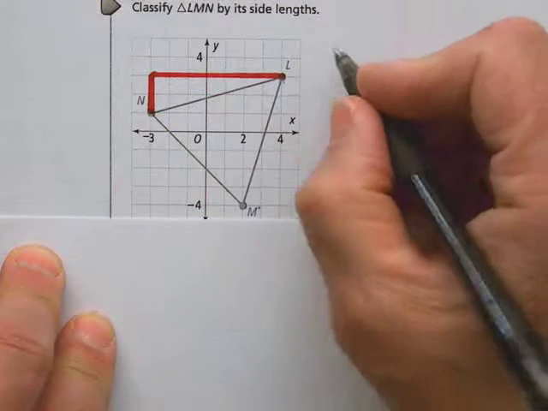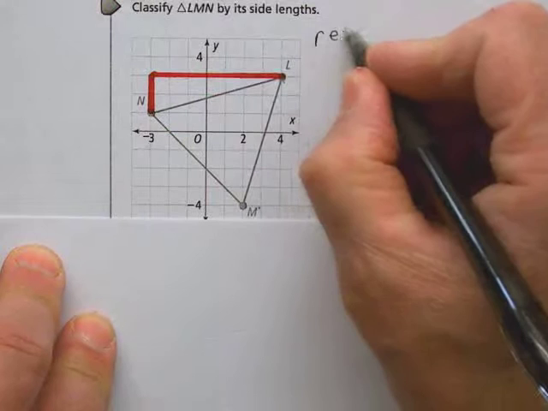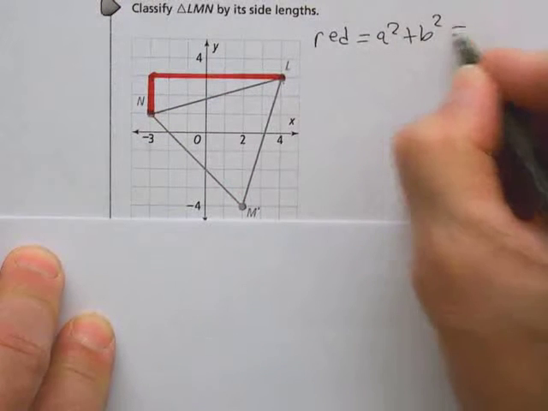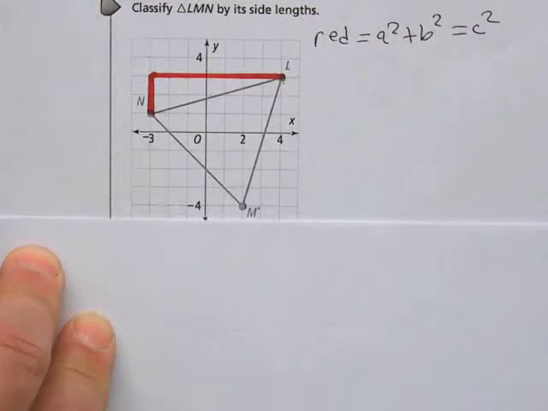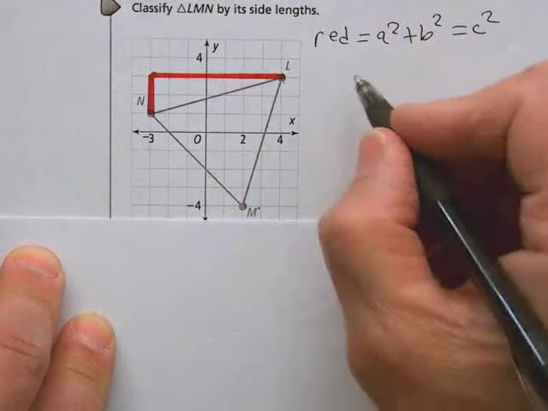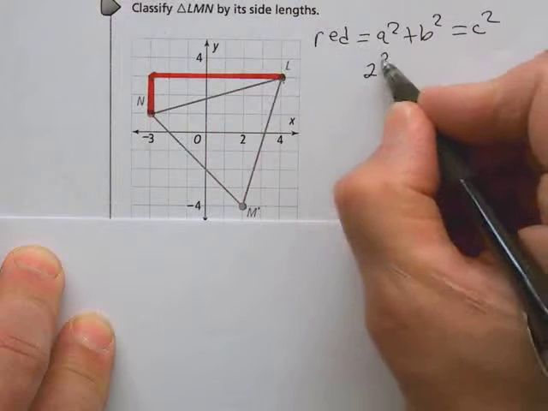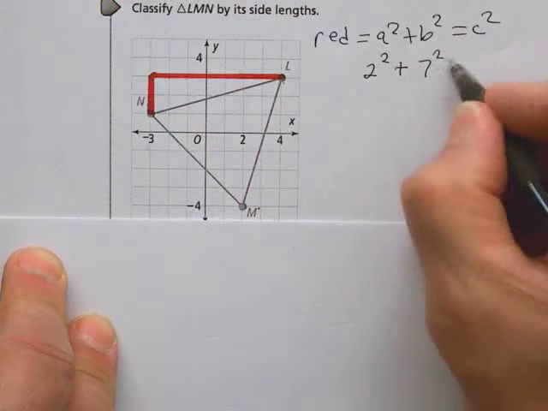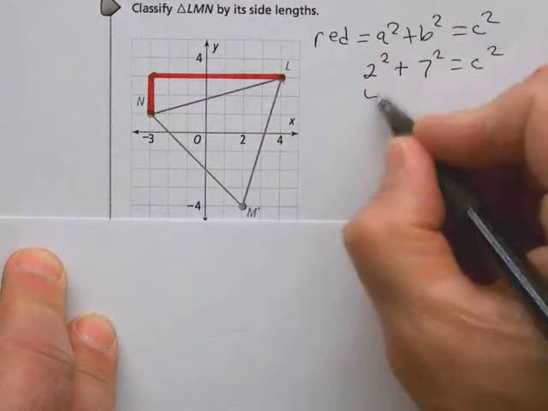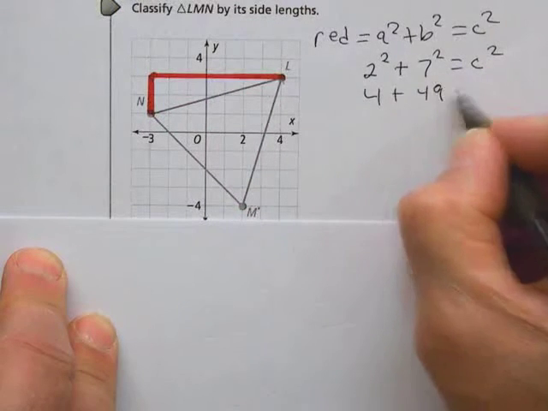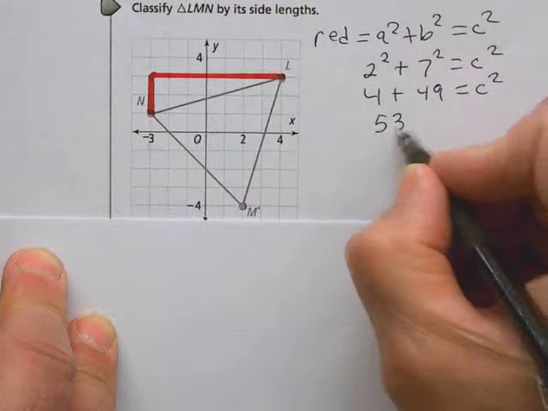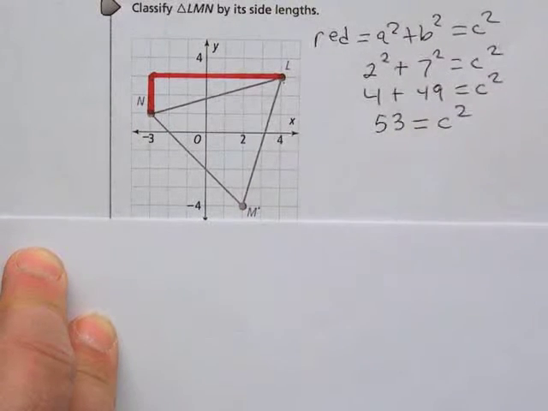All right, so let's start with the red one. So for the red, that's going to be a squared plus b squared equals c squared. And what do I have? I said I had 2 squared plus, I believe I said 7 squared, equals c squared. I've got 4 plus 49 equals c squared. And I've got 53 equals c squared. And this is for my red one.